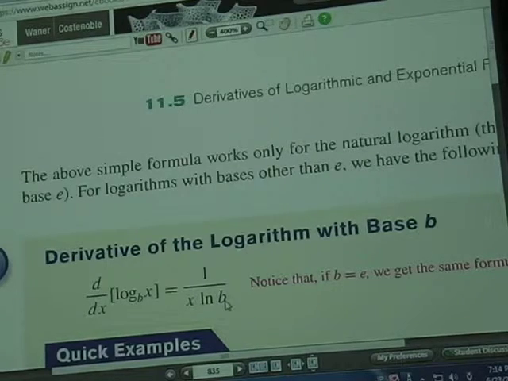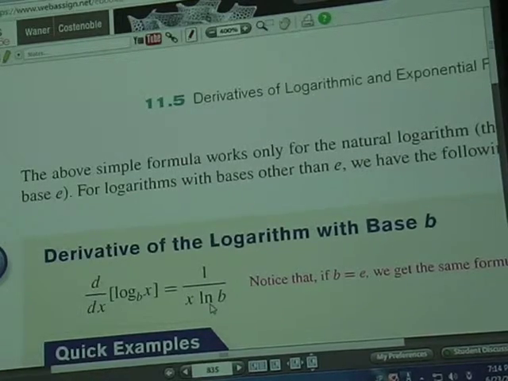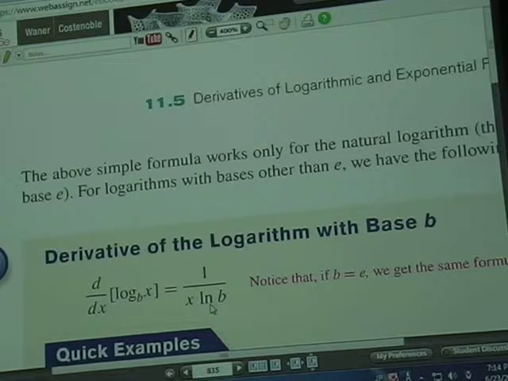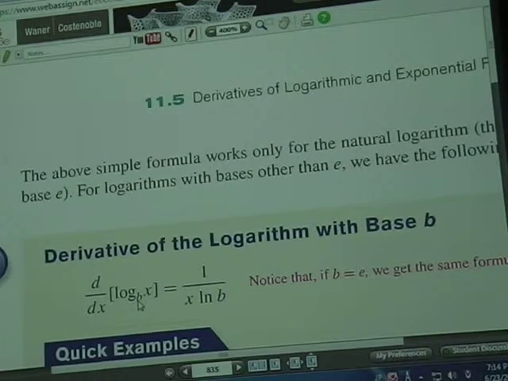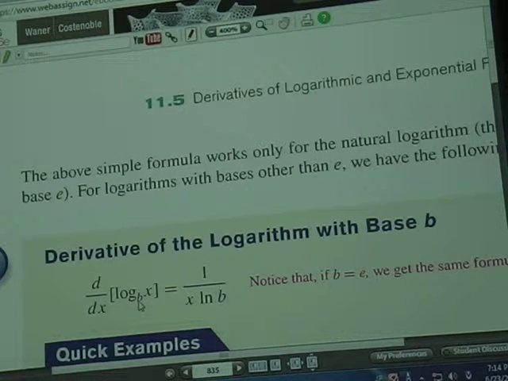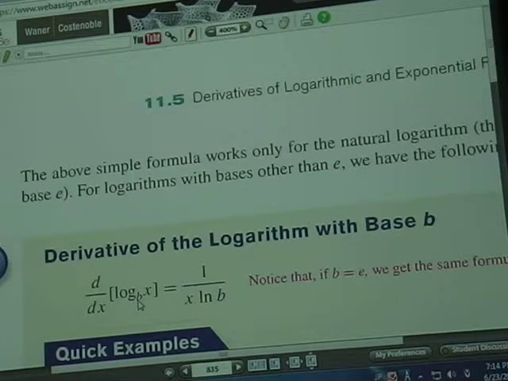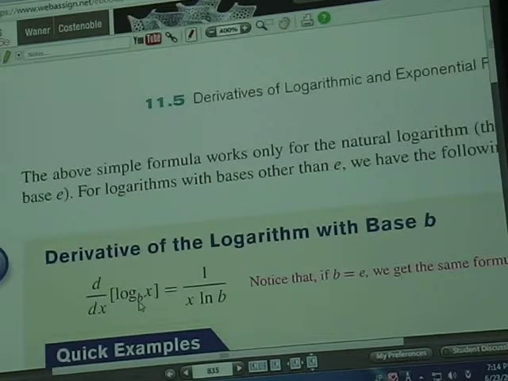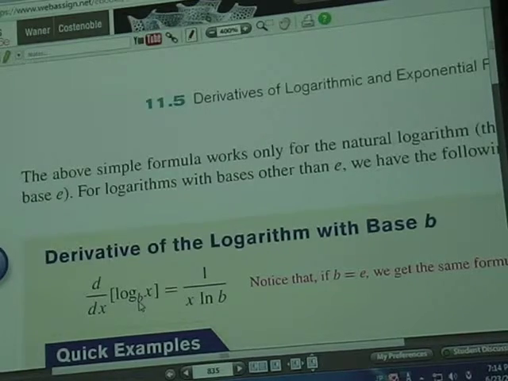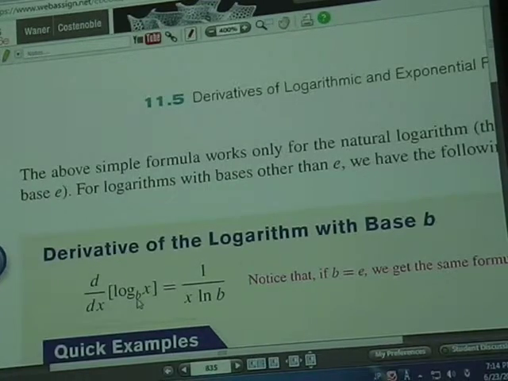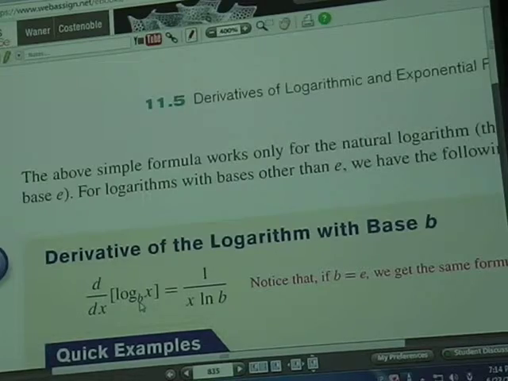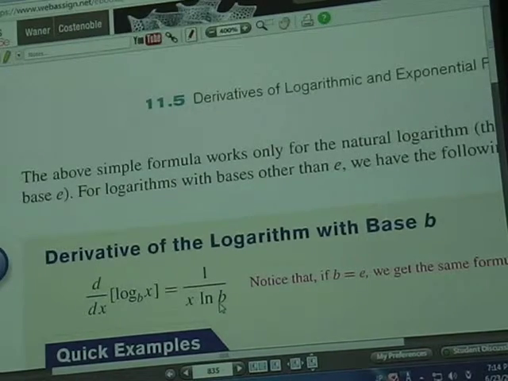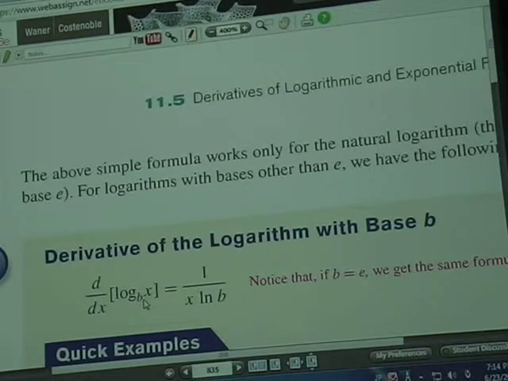Okay, now, is this really correct? Oh, well, I hope so. But how about if b is equal to e? Because this b can be anything, right? Any base. Any positive number, yeah. So it can be e. So how does this rule read if b is equal to e?